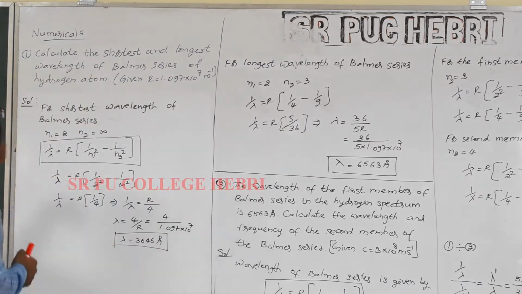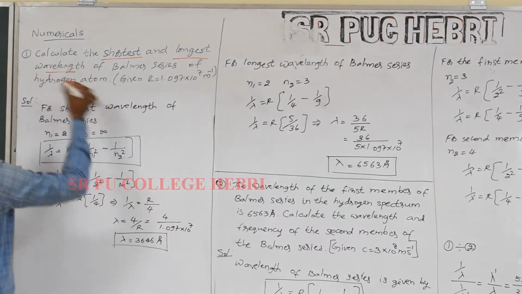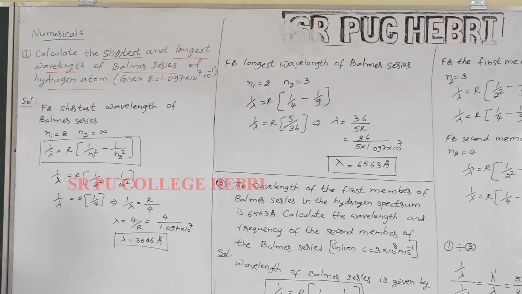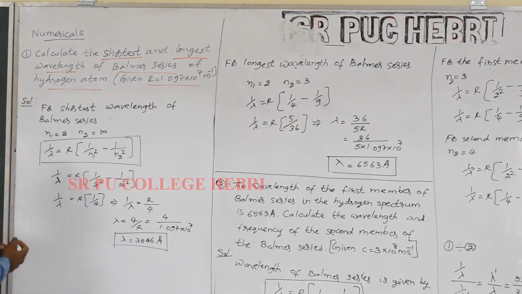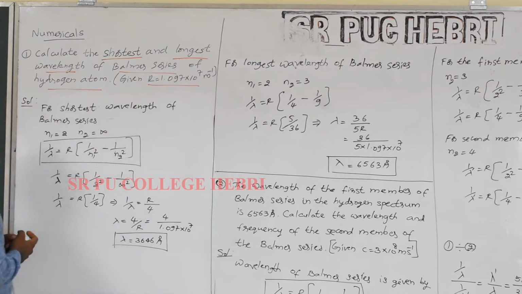The question: calculate the shortest and longest wavelength of Balmer series of hydrogen atom. What they have given is the Rydberg constant, R is equal to 1.097 into 10 to the power 7 per meter. So we will solve it.